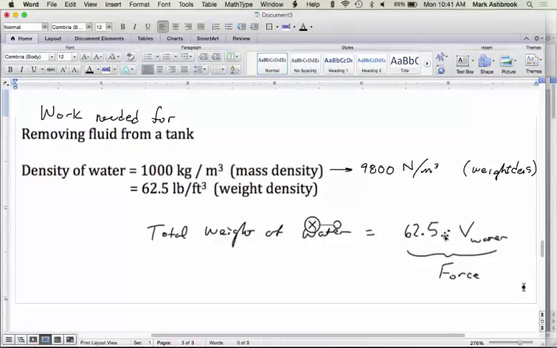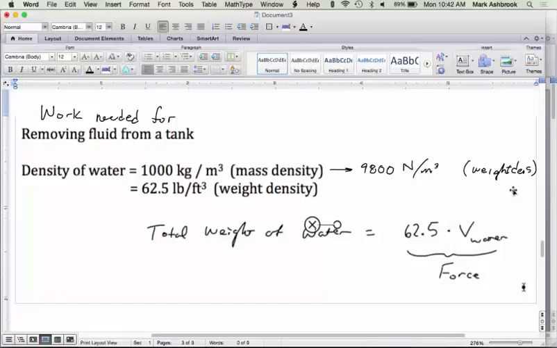And if you were in the metric system, what would the total weight of the water be? 9,800 times the volume of the water, right? So in the metric system, it'd be this 9,800 times the volume of water, and that would give you your force. And then your work is going to be, so that force is the weight, and then the work required would be how far you have to lift that weight of the water.